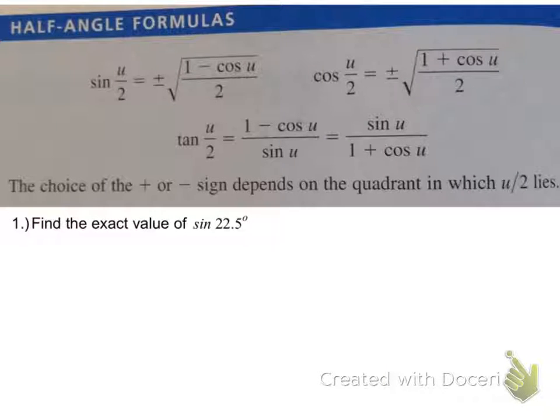This is Trig Identities Part 2, Day 3. Today we're going to talk about the half-angle formulas. Half-angle formulas allow us to take an angle, cut it in half, and still know the sine, cosine, and tangent of it, which is really cool.